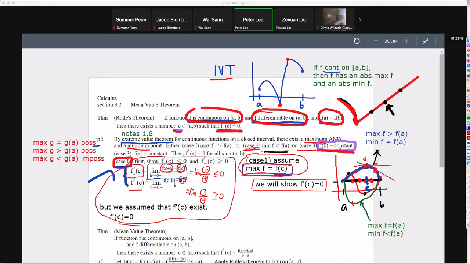And in case 3, there's not much to prove. If it's not case 1 and case 2, there must be a constant. In that case, the derivative is 0 at every point, so there's not much to prove there. So basically, this is the proof.